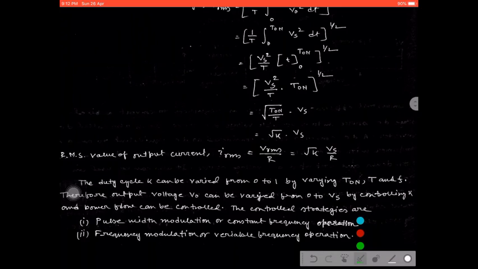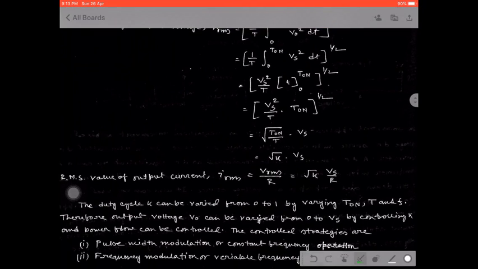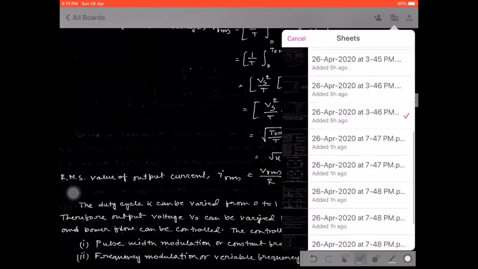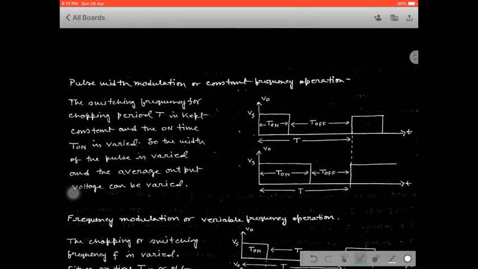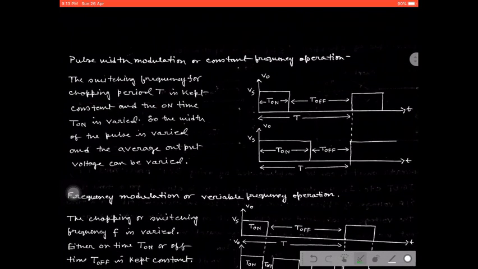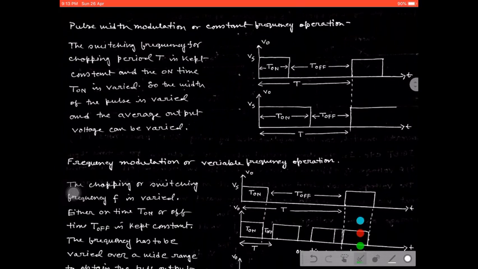That means by controlling this duty cycle, we will get the two types of operation for step down chopper, that is pulse width modulation and frequency modulation. In the first case, there is constant frequency operation, and in the second, variable frequency operation. So please try to understand the meaning of these two terms. That will be reflected on the next slide first. See, it's a very interesting part. First, the concept is pulse width modulation. This is the first concept.